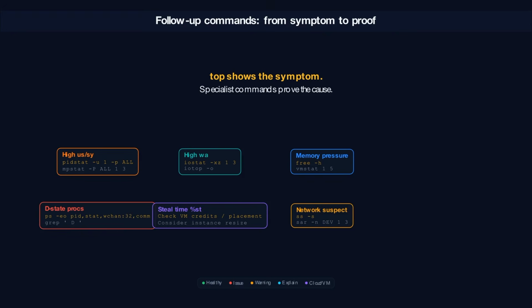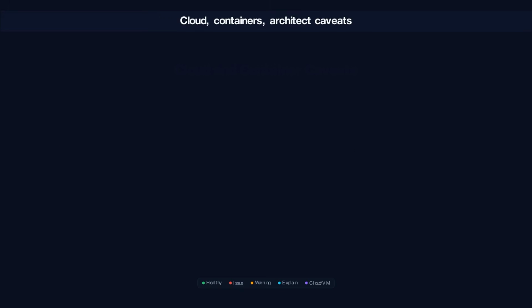If steal time is high, this is a cloud problem. Check your instance type, CPU credits, and placement group. You might need to resize. If you suspect the network, run ss -s for socket statistics and sar -n DEV for interface throughput. The pattern is always the same. Top points, a specialist command proves, and then you fix.